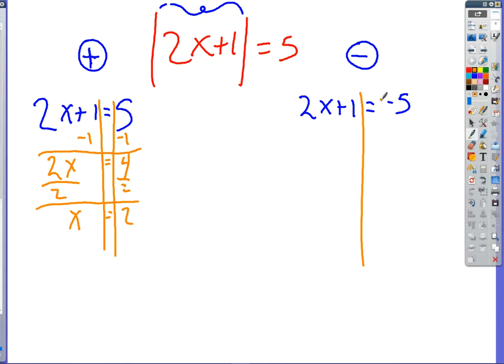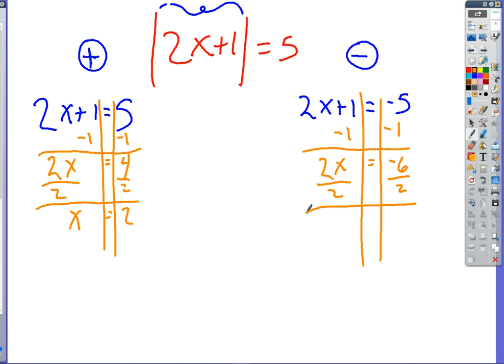In negative land, what will I do on both sides? Oh, it starts out the same way it started out in positive world. That's kind of cool. So we get 2x is equal to negative 6. Okay, what will I do to both sides? Divide by 2, divide by 2. And so I get x is equal to negative 3. Okay.